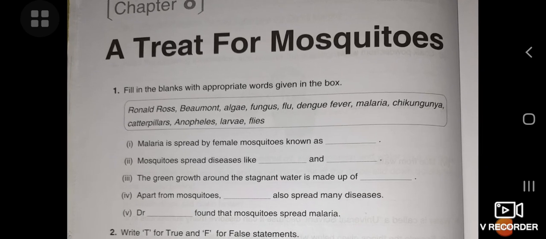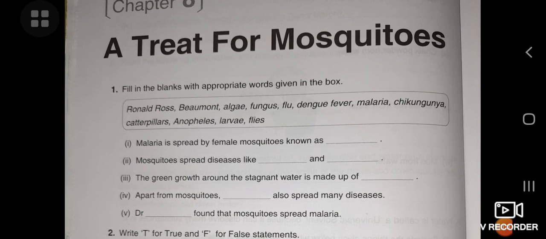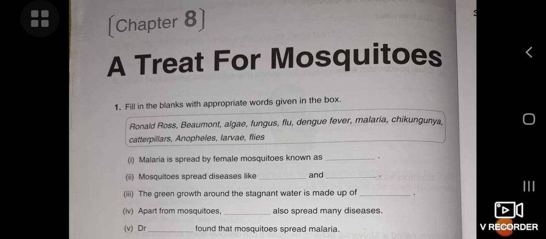Today we are going to see the worksheet on the chapter A Treat for Mosquitoes. Children, this time I have given you a PDF of questions and answers that you are going to write in your fair notebook, and this worksheet is your practice worksheet. This you will be doing in your practice copy.